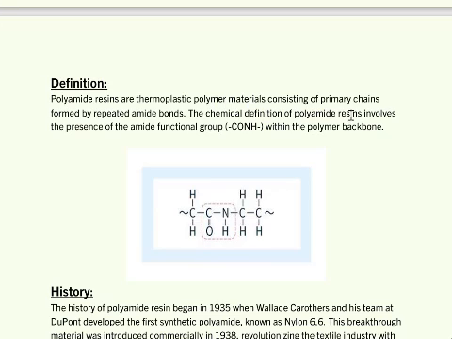The chemical definition of polyamide resin involves the presence of the amide functional group, which is C double bond O and N H within the polymer backbone. The thermoplastic polymer property allows them to be melted, reshaped, and recycled.